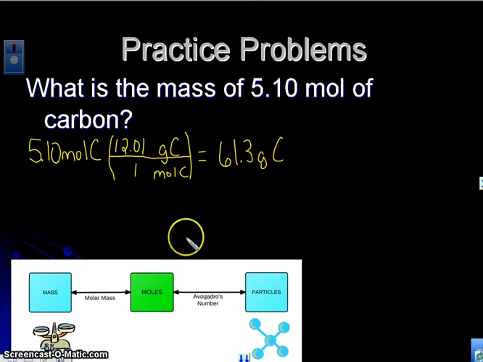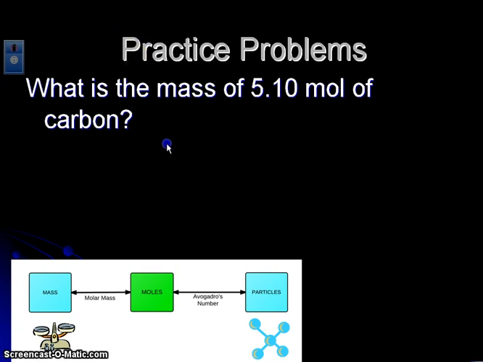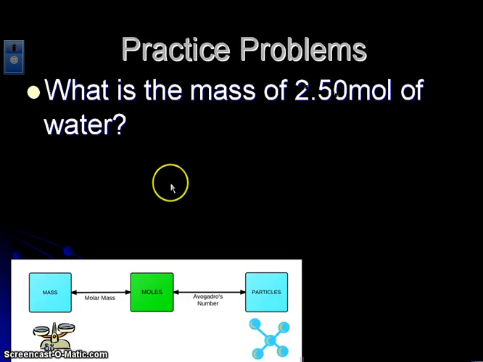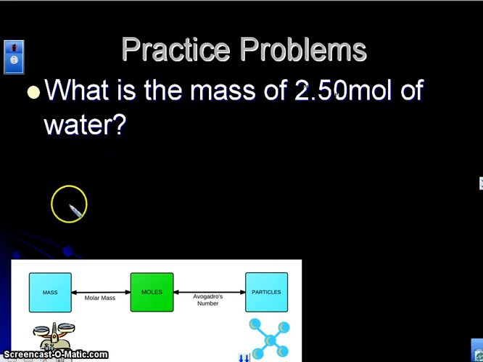Let's look at another substance and see if we can figure out how to work that. So here's another practice problem. This problem involves water. It asks us, what is the mass of 2.50 moles of water? So we're starting with moles, and we're converting to mass. And in order to do that, our conversion factor will be our molar mass. Now, the molar mass of water is not just something we can look on our periodic table and instantly find. We're going to have to figure it out.